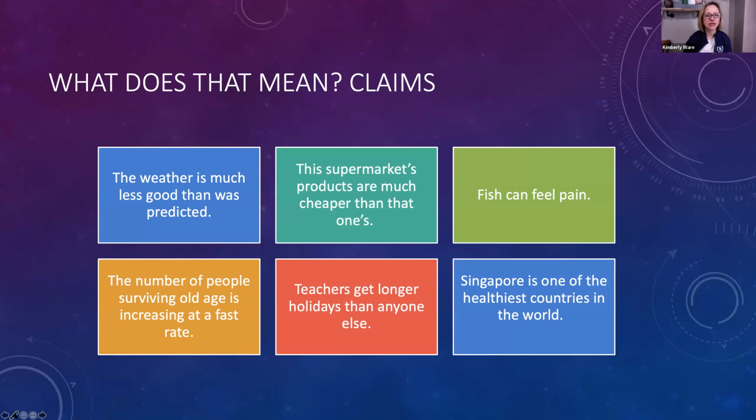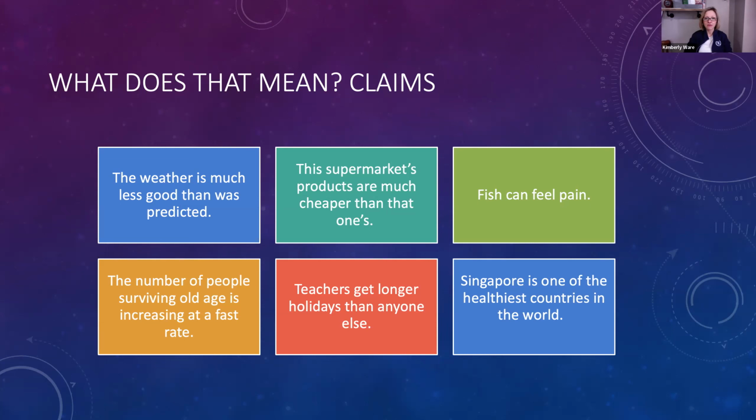So let's look at some actual claims. When we're looking at claims, we're thinking, what does that mean? So here are some claims. The weather is much less good than was predicted. This supermarket's products are much cheaper than that one's. Fish can feel pain. The number of people surviving old age is increasing at a fast rate. Teachers get longer holidays than anyone else. Singapore is one of the healthiest countries in the world. So these are claims that people can make.